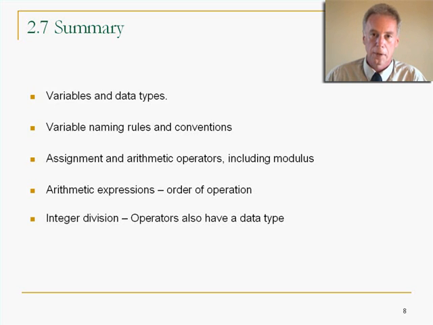Arithmetic expressions and the order of operation. It's important to know which operations are happening when, and it's also important to know what is the data type of the operator. So an integer division, for example, is not the same as a double division, and if you aren't recognizing the difference between an integer and a double division, then you won't be able to interpret what the expression is actually doing. I know this is kind of boring stuff.